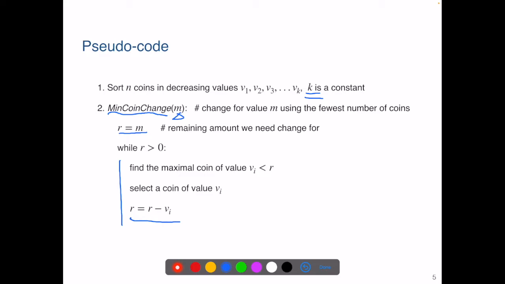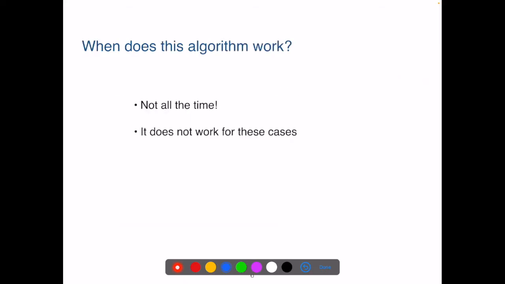So what's the complexity of this algorithm? Sorting the coins will take big O of n log n time. And this while loop takes at most m times. So the overall complexity of this algorithm is big O of n log n plus big O of m. Before we try to prove the correctness of this greedy algorithm, let's see if this algorithm always works. In fact, not all the time.